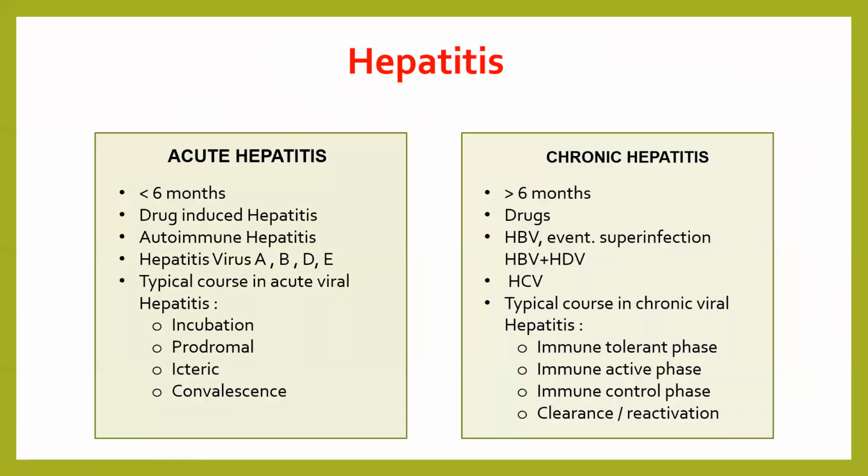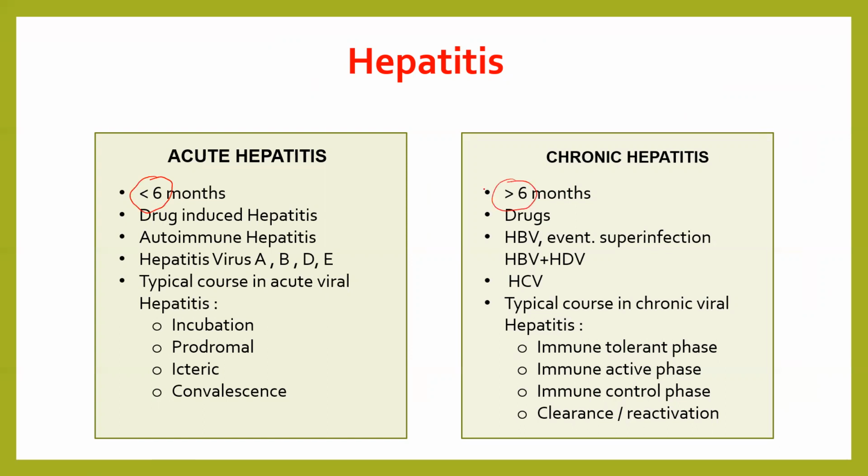So moving on to inflammatory disorders of the liver, and that's hepatitis. Before we jump into the clinical course of hepatitis, I'd just like to brush up on the differences between acute and chronic stages of hepatitis. The main thing to remember here is that acute hepatitis is less than 6 months, whereas chronic is usually more than 6 months.